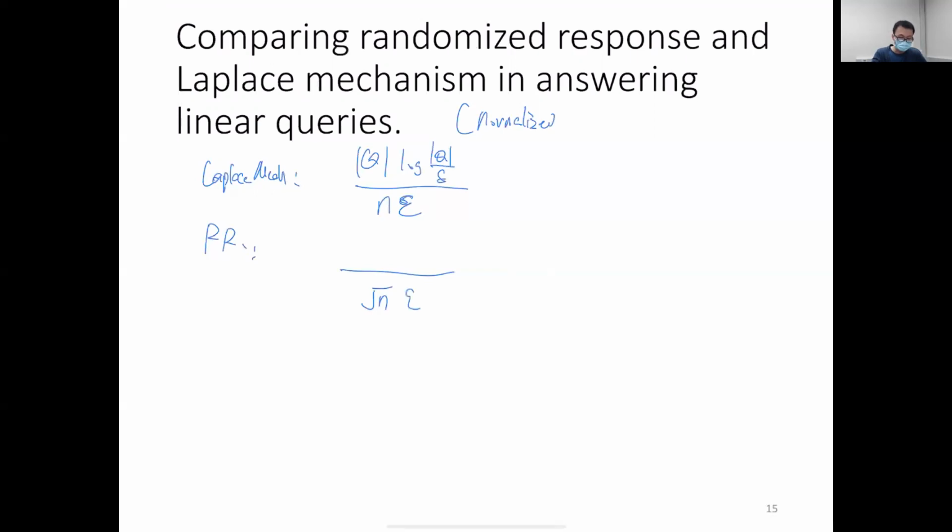On the other hand, the numerator is significantly better because it doesn't depend polynomially on the size of the query space. Okay, so when Q is very small, then the Laplace mechanism is better, and when Q is very large, then the randomized response is better.